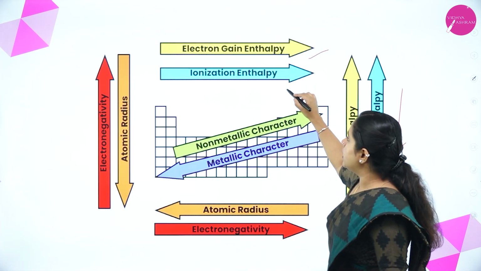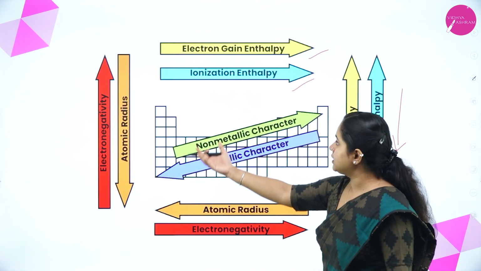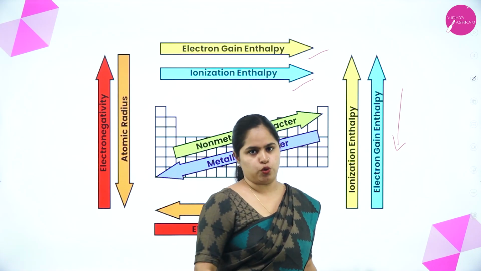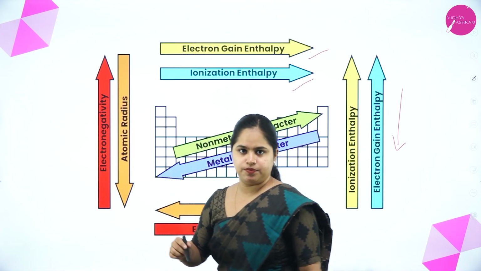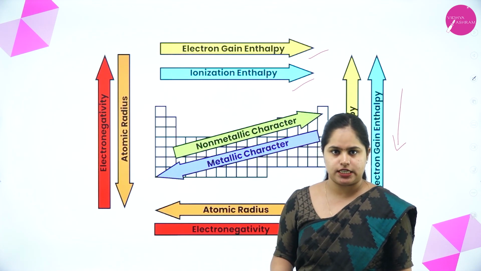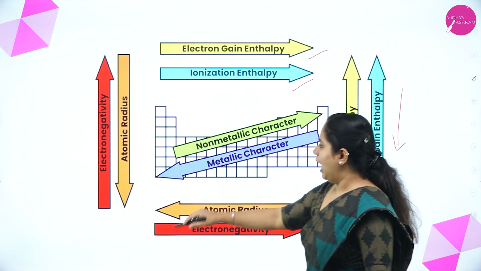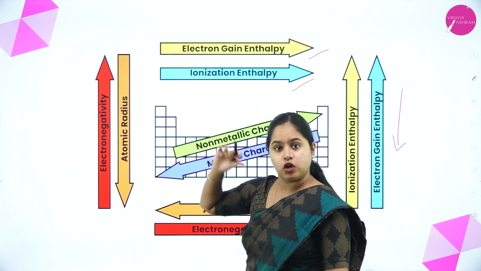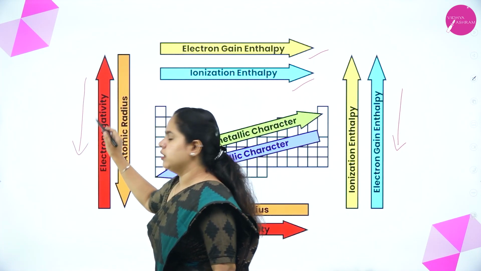Yes. Now, ionization enthalpy. What about ionization enthalpy? Even that increases along the period and decreases down the group. Clear? Now, moving on to electronegativity. Even we studied electronegativity in this session, right? So, electronegativity increases along the period and decreases down the group. It is showing in the up direction because it is increasing from down to top. So, that basically means it is decreasing down the group.